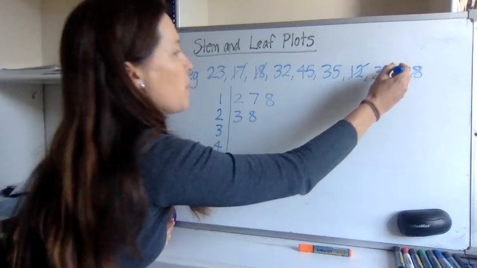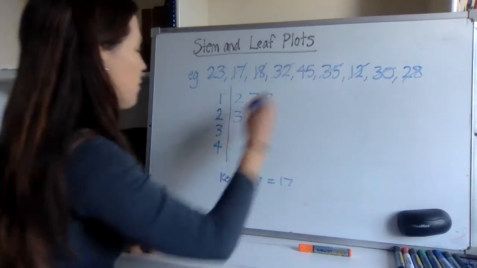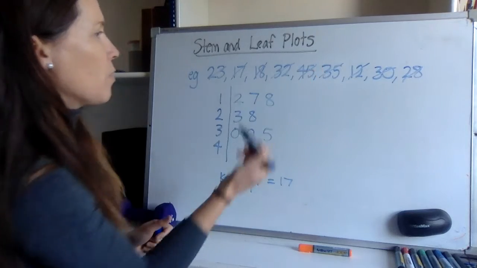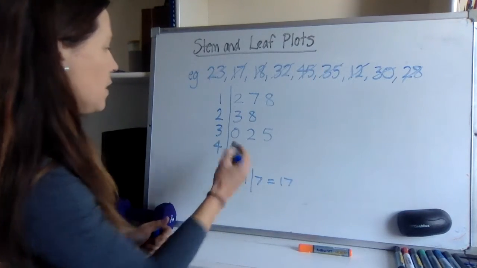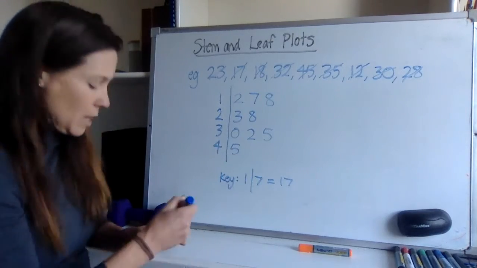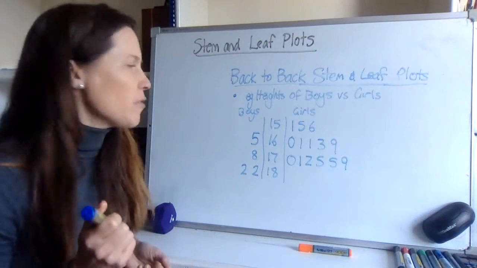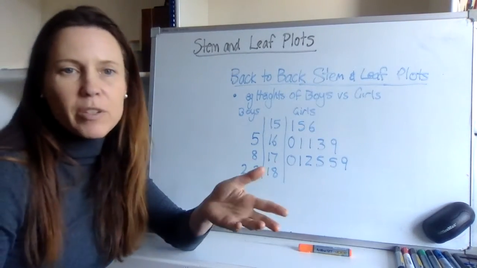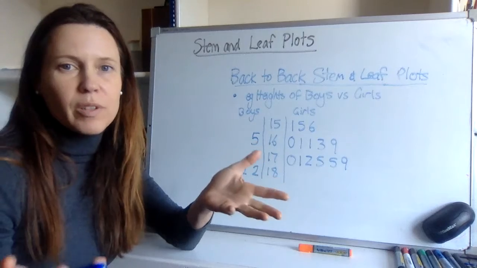Then the 30s, we've got 30, 32, and 35. And 40s, we've got 45, and that's it. So we can see the shape of the data, and we can also see the individual scores. And one last thing that you can do with stem and leaf plots, you can make what's called a back-to-back stem and leaf plot. Now you might want to do this if you're comparing 2 different populations.